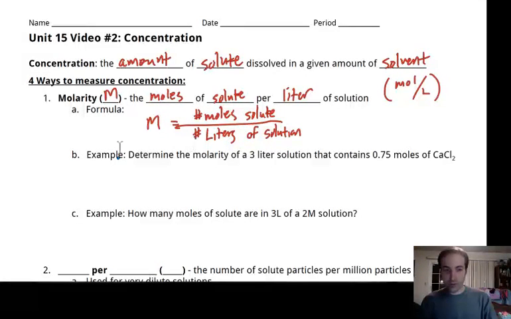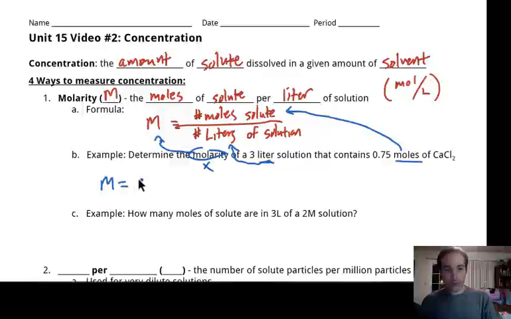In our first example, it says determine the molarity of a 3-liter solution. So it's all about the units. The units tell us where to plug it in, so in this case it's 3 liters, which means it's going to get plugged in on the bottom. And then it says the 3-liter solution contains 0.75 moles of calcium chloride. So moles is going to go on top. It says determine the molarity, so I know that my molarity is what I'm solving for. It is my x, essentially. So molarity equals the number of moles, 0.75 moles, divided by the number of liters, 3 liters.